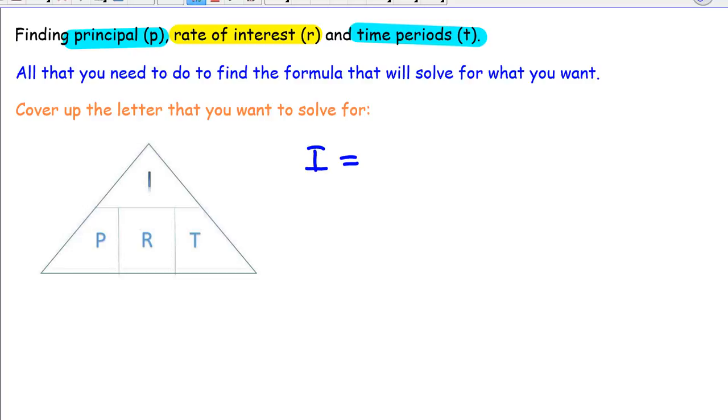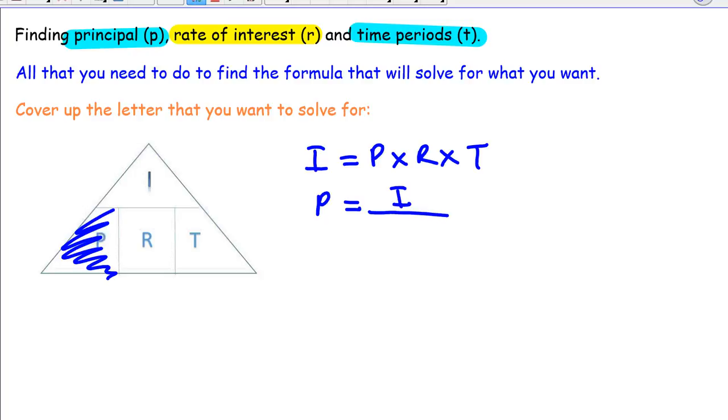So, for example, if I want to find the interest, what I need to do is cover I. If I cover I there, I'll end up with P times R times T, which is the formula for interest. If I want to find P, then I'll cover P. So P will be equal to interest over R times T.